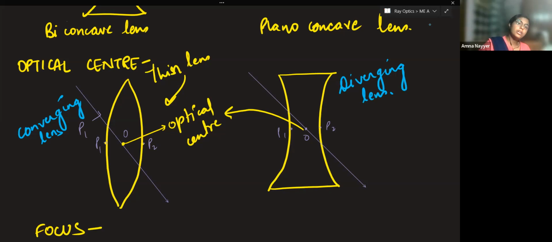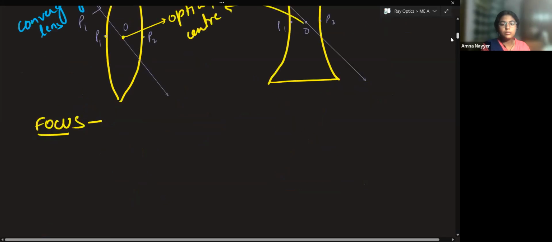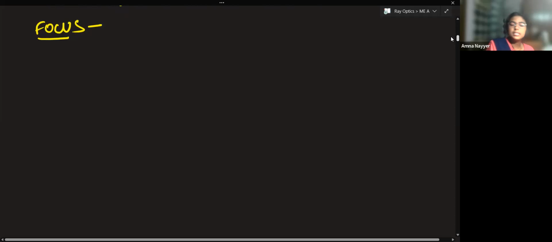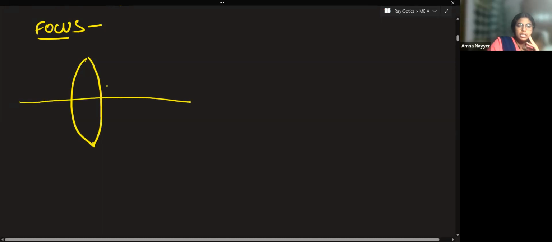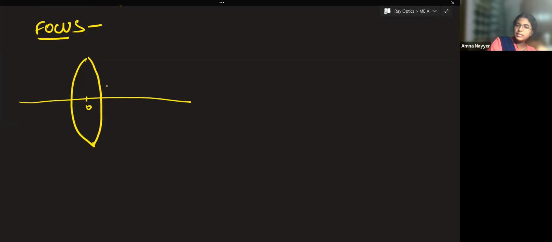One more important term is focus. Focus was present in the case of the mirror, and we did the mirror formula also. Focus will be there for the lens as well. See, for example, this is your biconvex lens. This is the optical center. Now, this is one spherical refracting surface. This is also one spherical refracting surface.